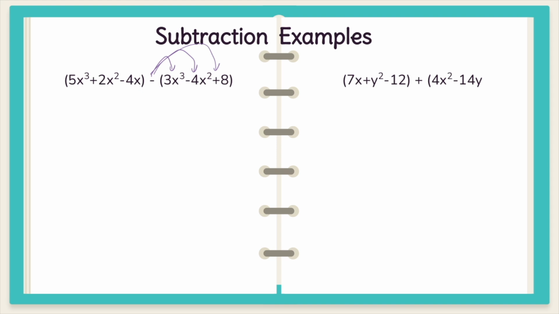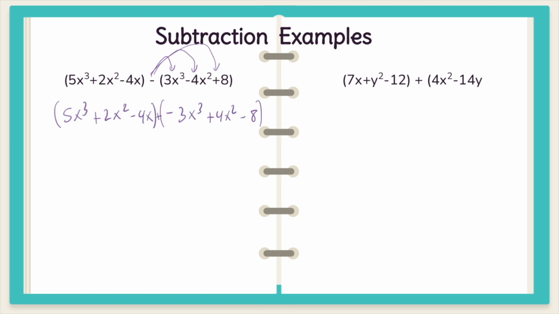Negative times positive 3x to the third is going to be negative 3x to the third. Negative times a negative is going to give us a positive 4x squared, and then a negative times a positive is going to give us negative 8. So now that we've done that distributing, we can bring down the other polynomial that we had. Let's put some parentheses around it so we don't get confused. So we're going to bring down our 5x to the third, bring down our plus 2x squared, bring down our negative 4x, and again, we're going to have that in parentheses.